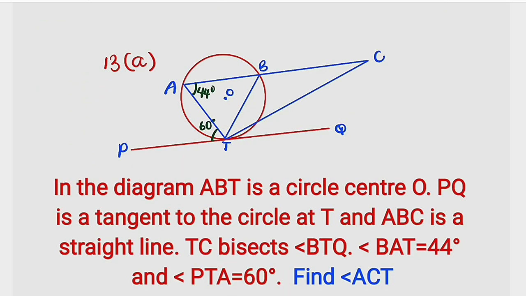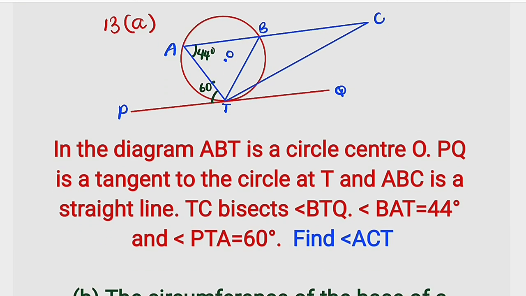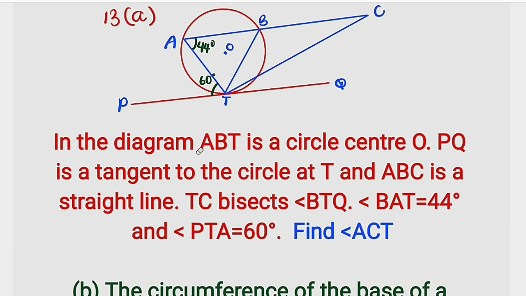Here is question number 13, which is the last question for WAEC 2024 mathematics examination, the theory questions. Question number 13a is on the circle theorem. We are given a diagram here, and it stated that in the diagram ABT is a circle with the center O. PQ, which is a straight line, is a tangent to the circle at T. So PQ is a tangent which touches the circle at exactly one point, which is at T.